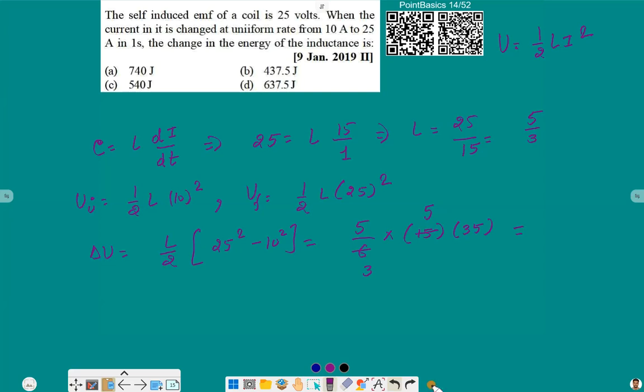This will be 2 here, because we divided it by 3. So this will give us 437.5 joule. That is option B. Let's move to the next one.